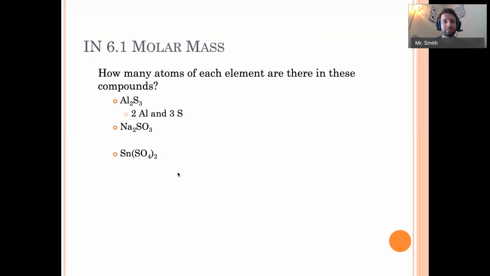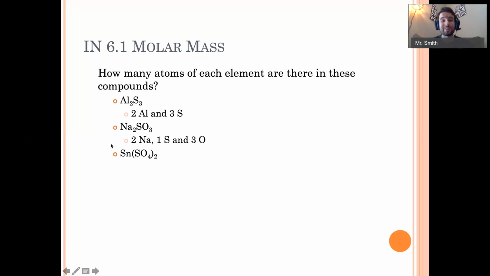Here we go. Okay, so this 2 here stands for the Na, so it means we have two Nas. There's no little subscript next to the S, so we just have one of those. And then O, there's three of them, so we have three O's. So it's two sodiums, one sulfur, and three oxygens.